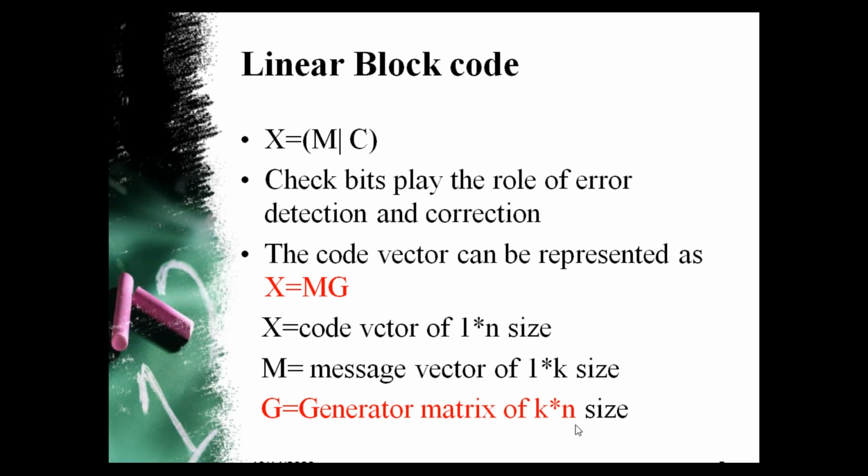In order to generate a linear block code, we make use of the generator matrix. From an exam point of view, the generator matrix will be given, and by making use of that we generate the code word. The same generator matrix is used for decoding purposes. Note that X equal to M into G, and the generator matrix is of the order k by n.